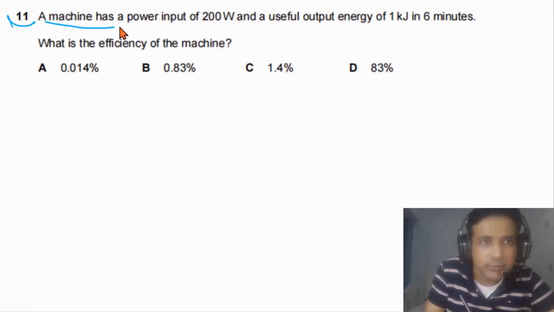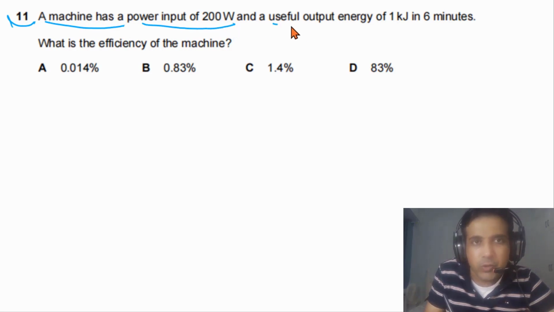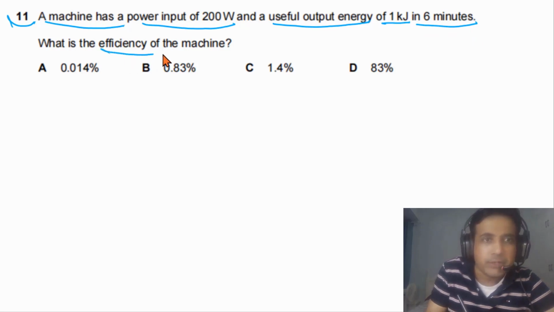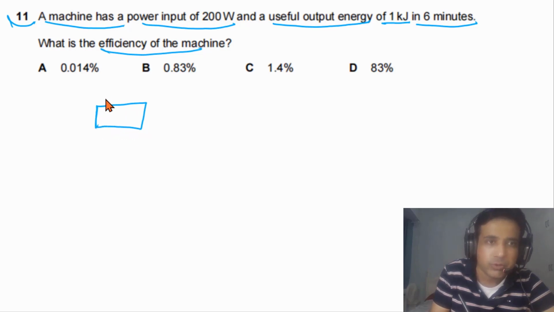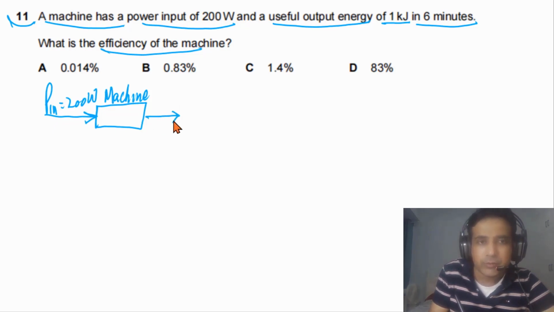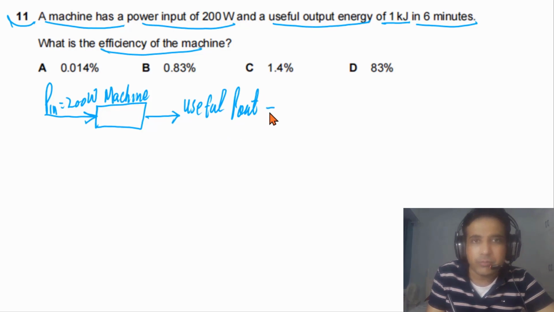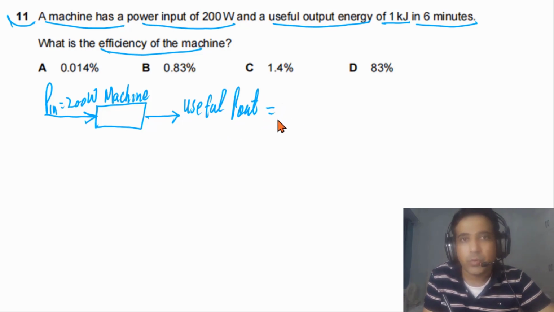Question 11 says a machine has a power input of 200 watts and a useful output energy of 1 kilojoule in 6 minutes. What is efficiency of the machine? So in this case, first of all we can draw the machine. So here we have machine. Input power is given to us, so simply we can draw the arrow. Input power P in is given, that is equal to 200 watts, and first of all we need to find out useful P out. Useful P out simply will be equal to energy over time.